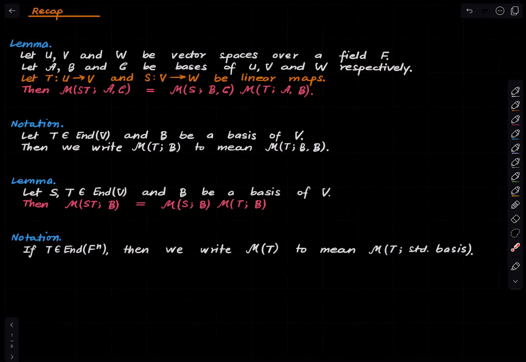Okay, and one more notation is that if we have an endomorphism on this coordinate space, then we write simply this to mean the matrix of T with respect to the standard basis. Coordinate spaces come with standard bases, so we may just use it and compactify our notation. All right.